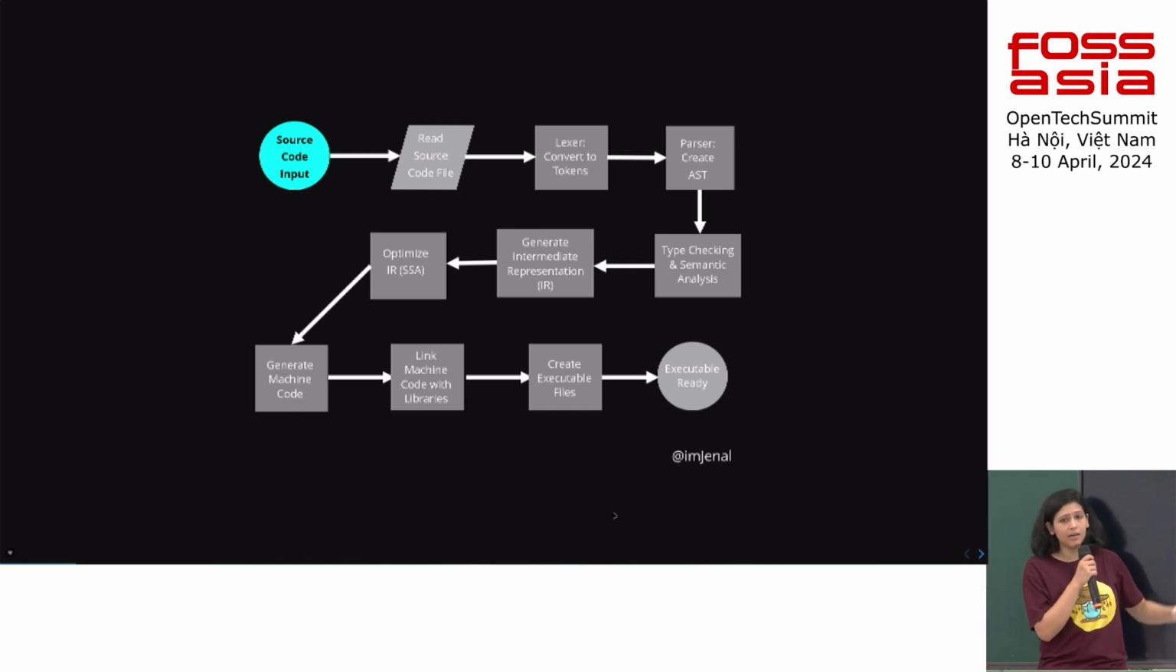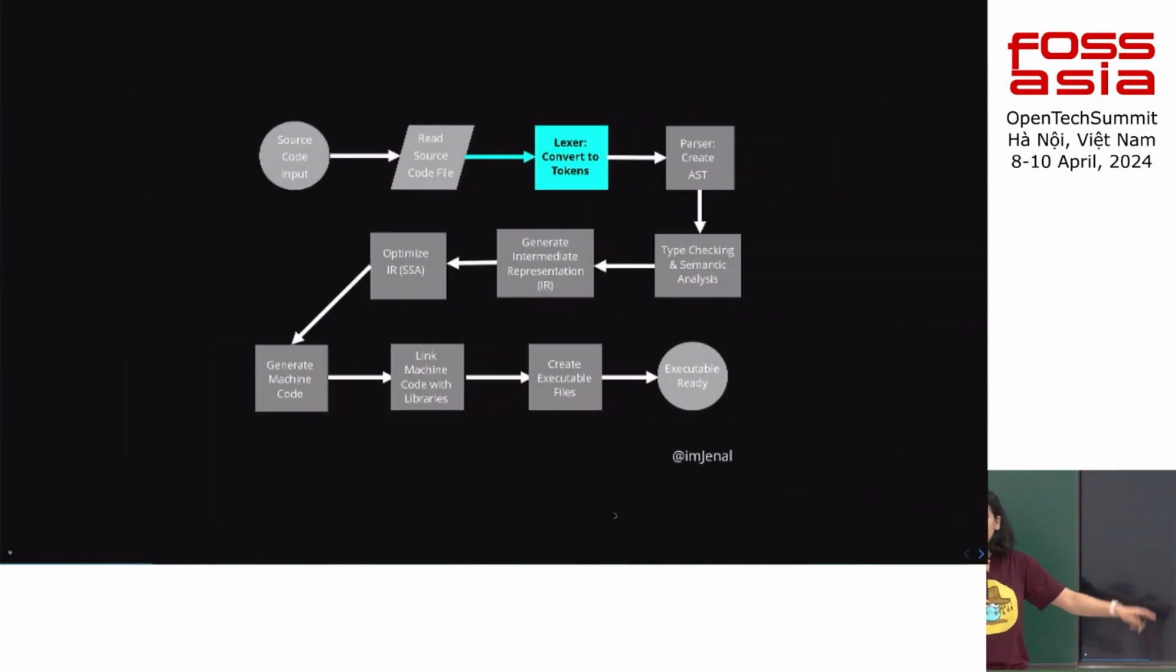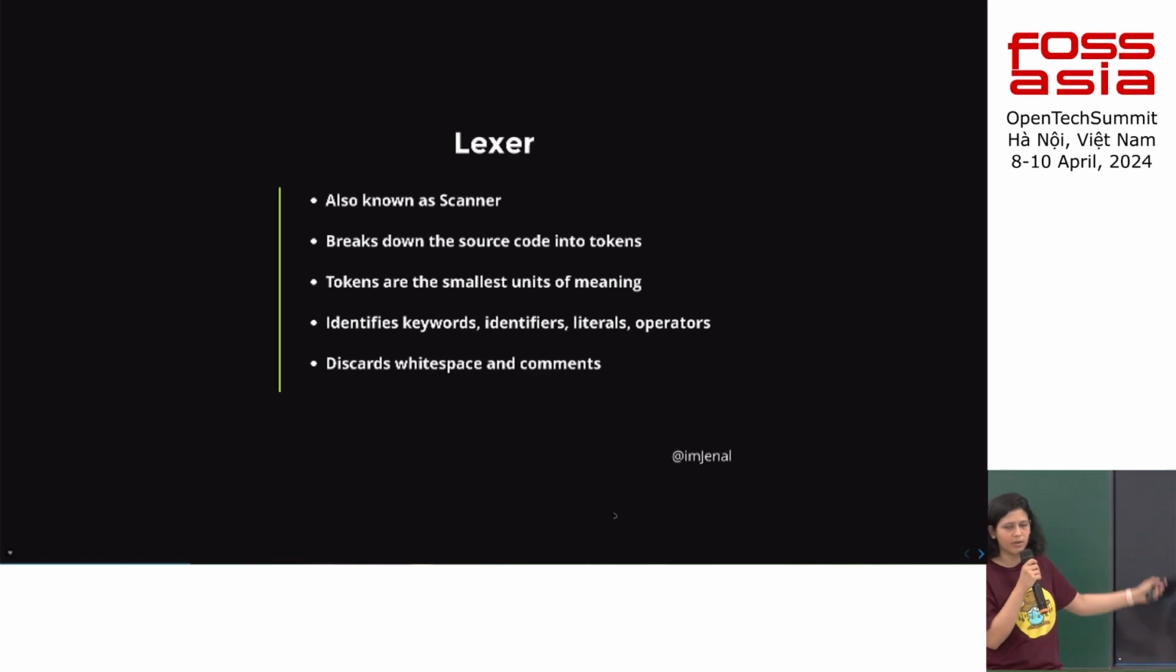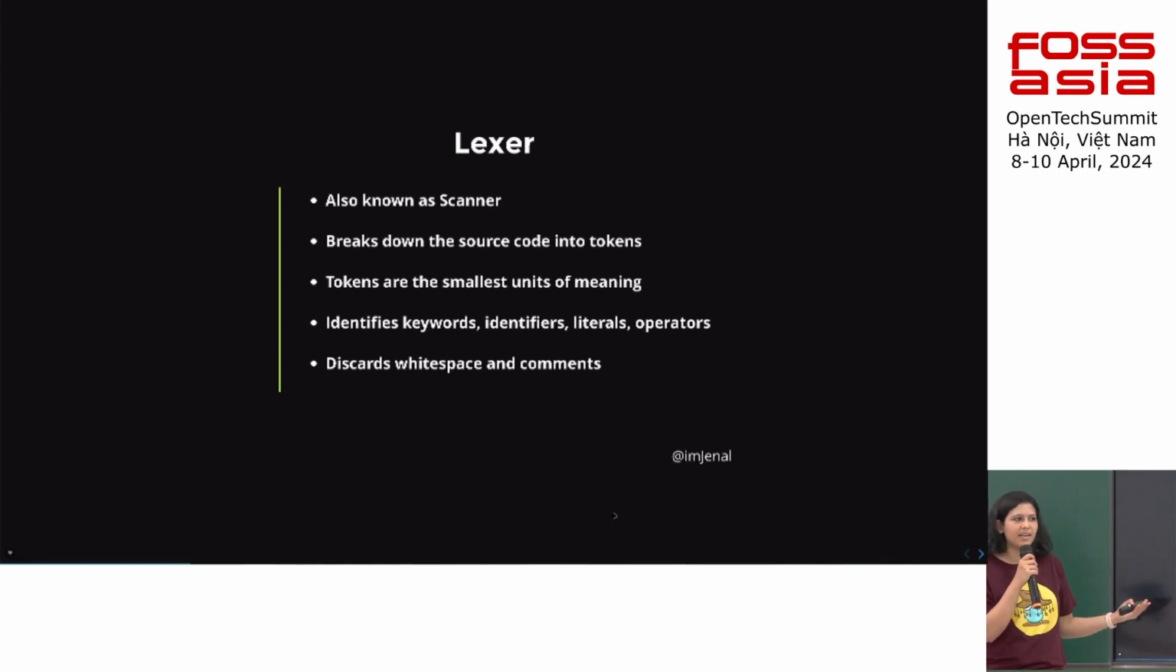So this is the first part. The lexer actually reads the source code file, and finally it converts it into tokens. Tokens are the smallest unit of meaning, and the lexer is also known as the scanner. Everything in your code gets scanned by the lexer, and then it gets converted into tokens. And those tokens could be keywords like if, else, or inbuilt statements, identifiers, literals, or operators.